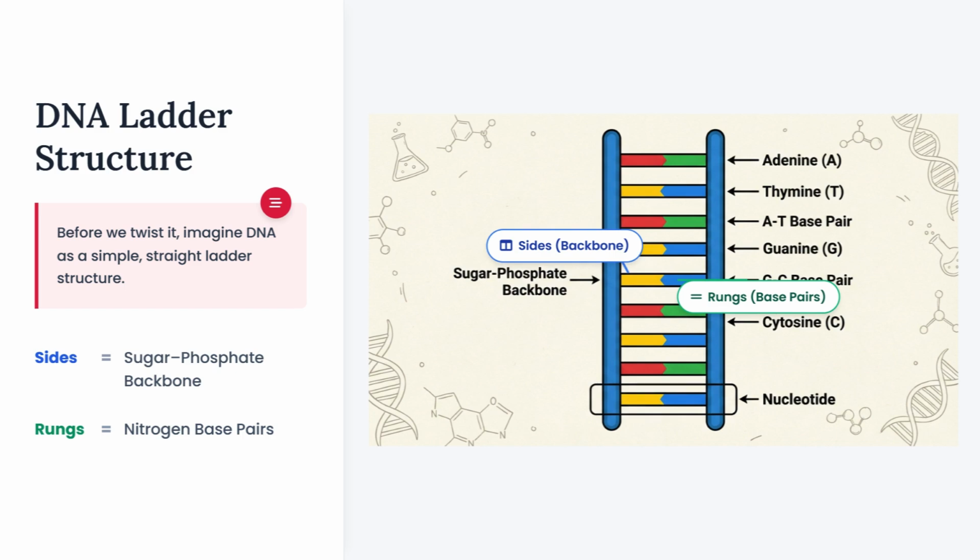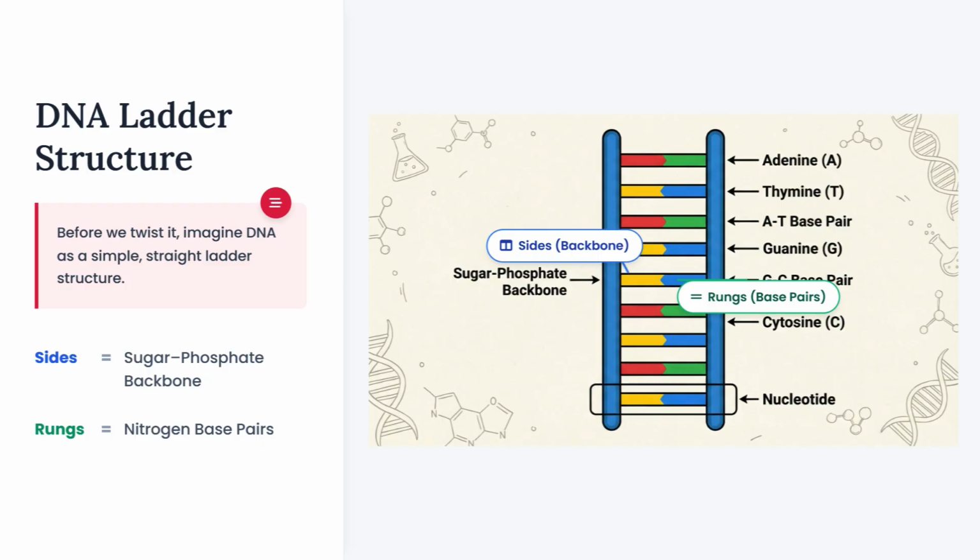Each rung is made of a pair of nitrogenous bases held together by those hydrogen bonds according to the base pairing rule. One base from one backbone and its complementary partner from the other backbone form one rung. Therefore, the rungs are the AT and GC base pairs. This ladder structure gives us a clear 2-dimensional view of how the components are organized.